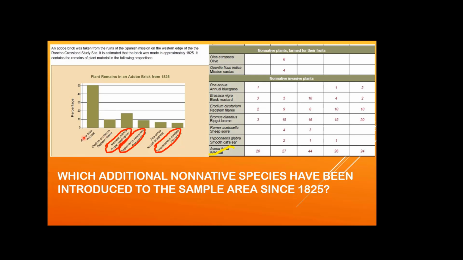So that's our wild oat, it was there. So we can cross that one out. That was there before 1825. And that's what we saw in the question before this. We have our annual bluegrass.